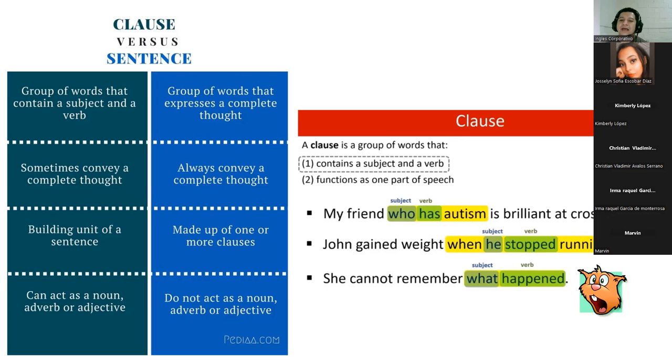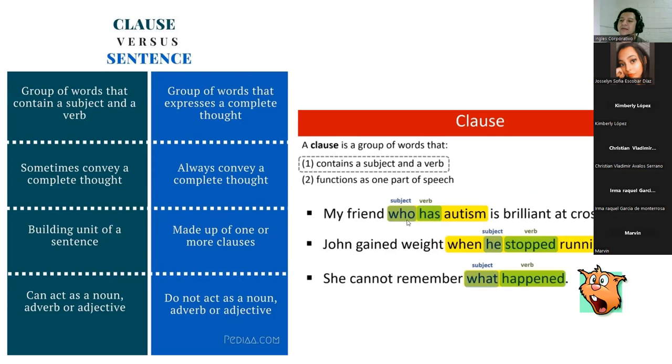A clause sometimes conveys a complete thought, and a sentence always conveys a complete thought. A clause is a building unit of a sentence, and a sentence is made up of one or more clauses. And a clause can act as a noun, adverb, or adjective, and a sentence does not act as a noun, adverb, or adjective. Las clauses pueden ser adverbios o adjetivos también o nombres, pero la oración jamás va a ser eso. And we have here more examples, right?